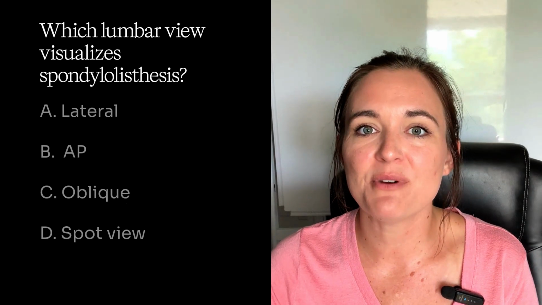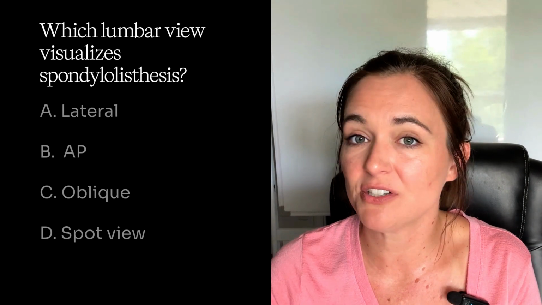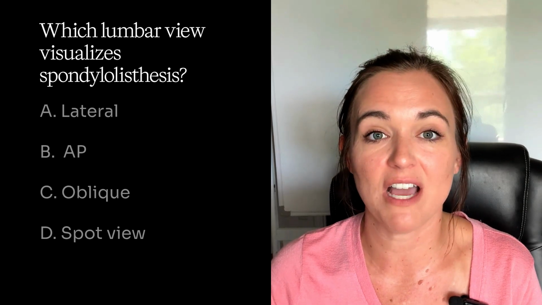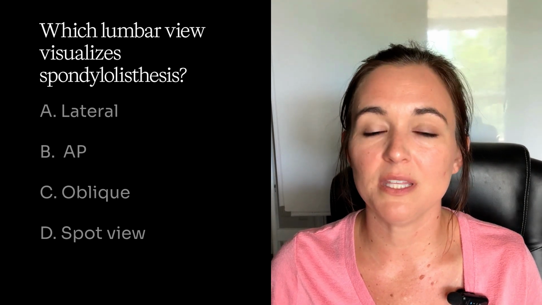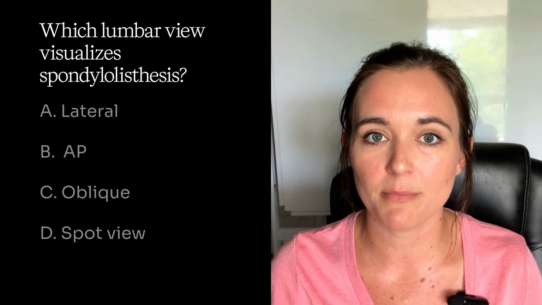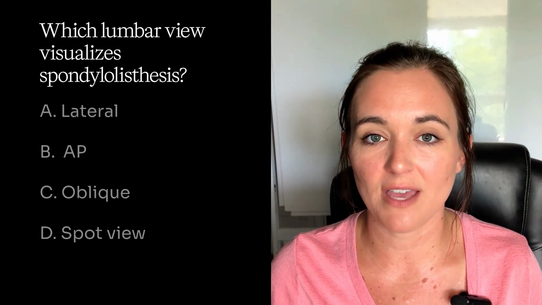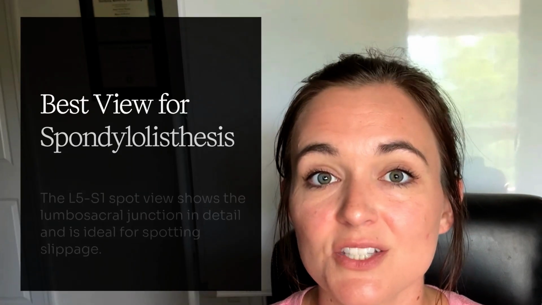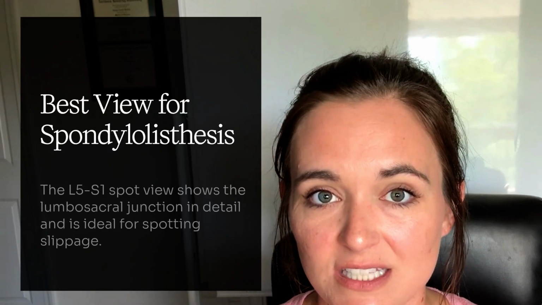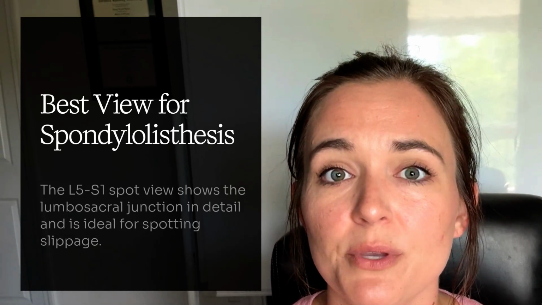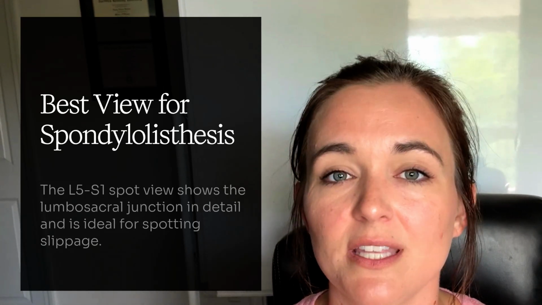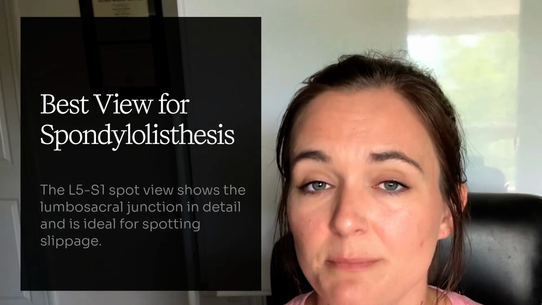Question 1. Which lumbar view is best for visualizing spondylolisthesis at the L5-S1 junction? A. Lateral lumbar, B. AP lumbar, C. Oblique lumbar, or D. L5-S1 spot view? The answer is D, the L5-S1 spot view. That cone-down, angled view shows the lumbosacral junction in detail and is your go-to for spotting slippage.